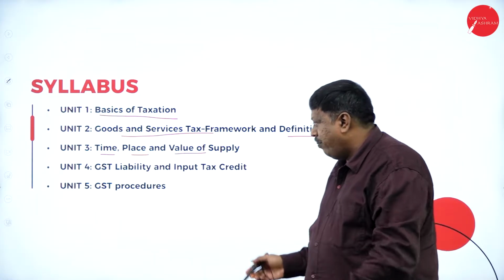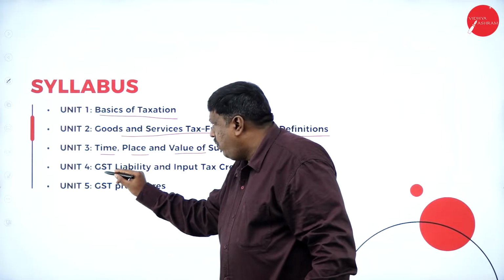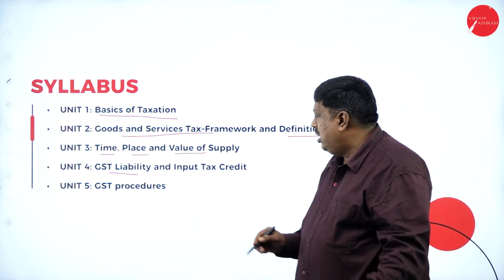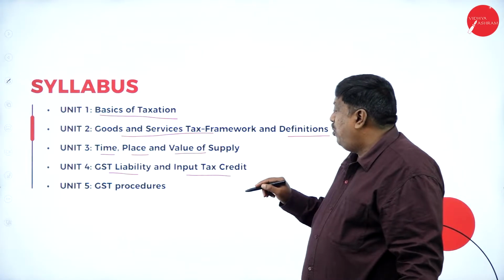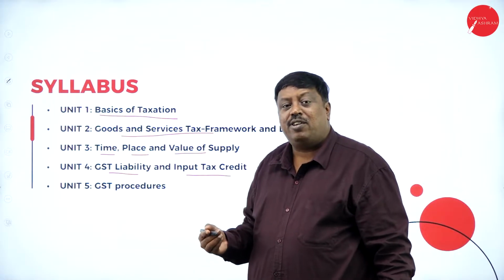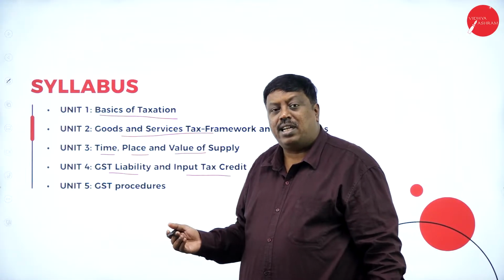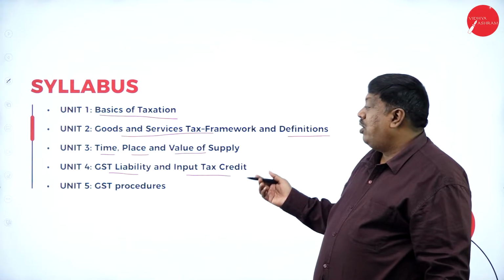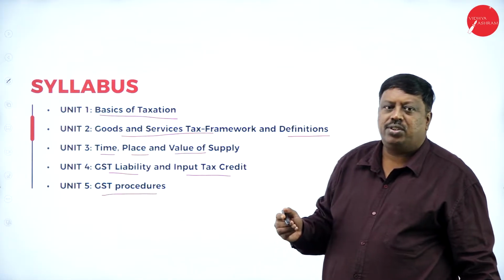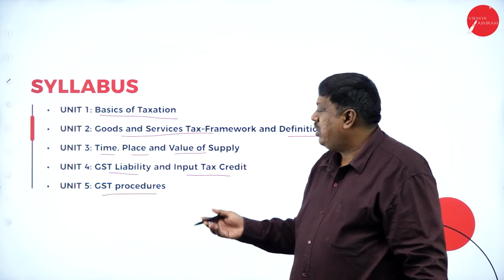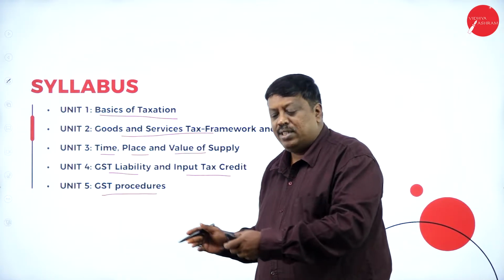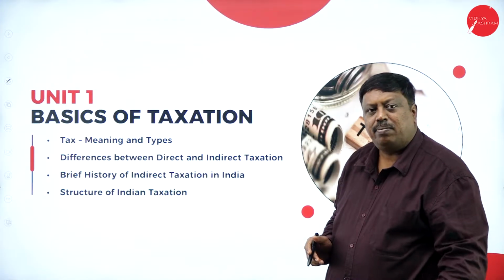We are also going to solve some problems on time, place and value of supply. In the 4th unit, we are going to cover GST liability, who gets the input tax credit benefit, how much you will get, and on what concept business people receive input tax credit benefits. The GST procedure for registration and other concepts we will discuss in unit 5. This is the syllabus for our 6th B.Ba.